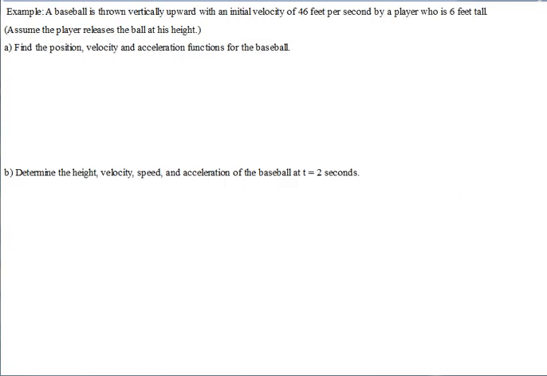So let's look at this one. The baseball is thrown vertically upward. So that tells us two things. If it's vertically upward, we can use the one for the object moving vertically near the Earth's surface. And since it's thrown upward, that means the initial velocity is going to be positive. And it tells us that initial velocity is 46 feet per second. So our v naught is a positive 46. And it says by a player who's 6 feet tall, and you're assuming the player releases the ball at his height. So this is where the baseball starts, 6 feet above the ground, so that's our initial position.